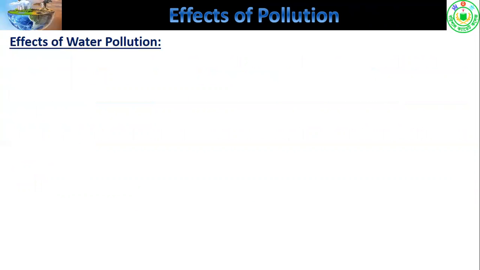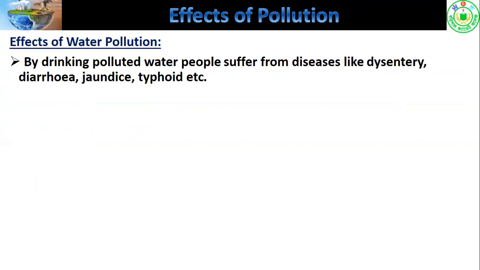Now, effects of water pollution. By drinking polluted water, people suffer from diseases like dysentery, diarrhea, jaundice, typhoid, etc. These are very dangerous diseases. We have to be very careful regarding these diseases. So we have to reduce or remove the water pollution.